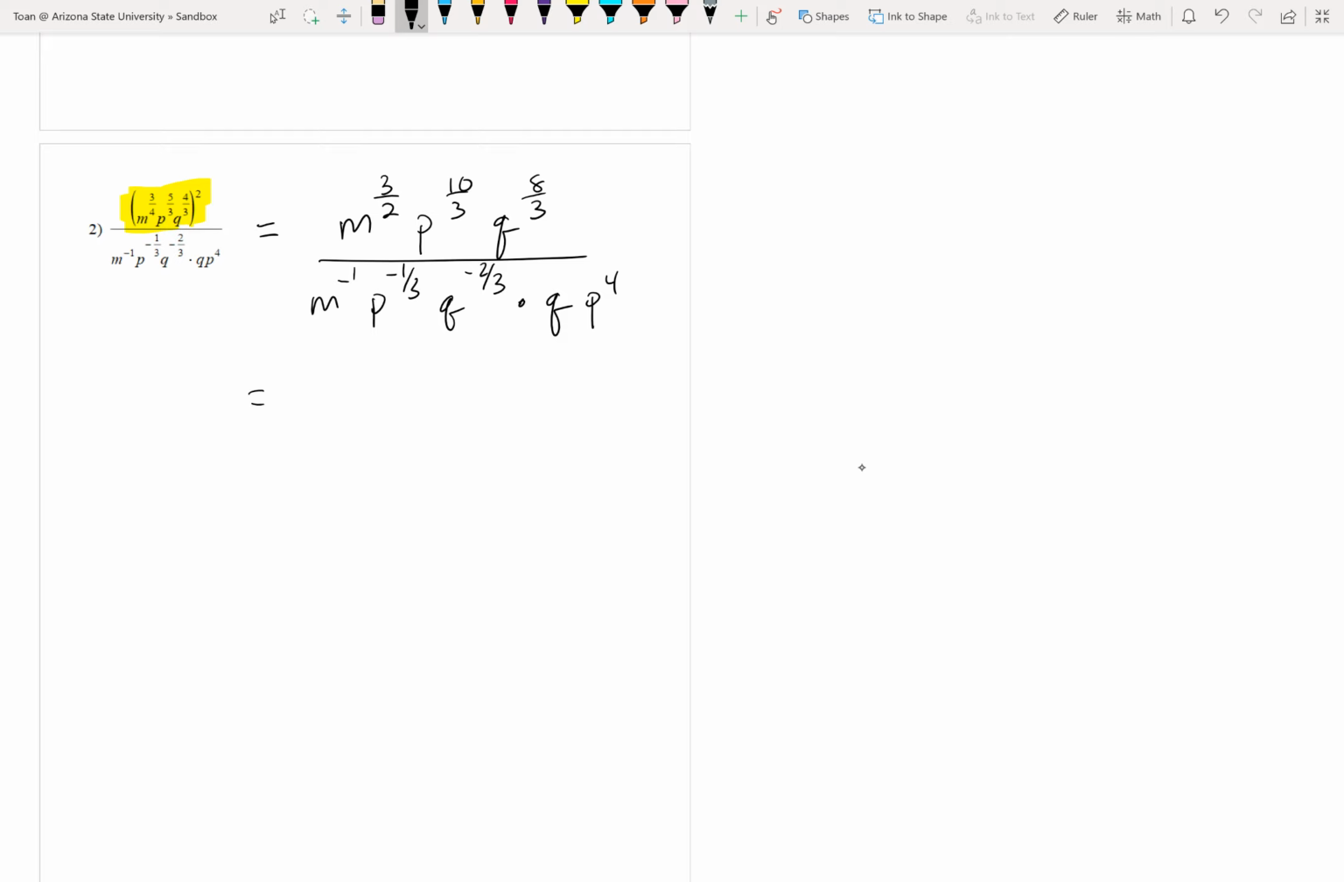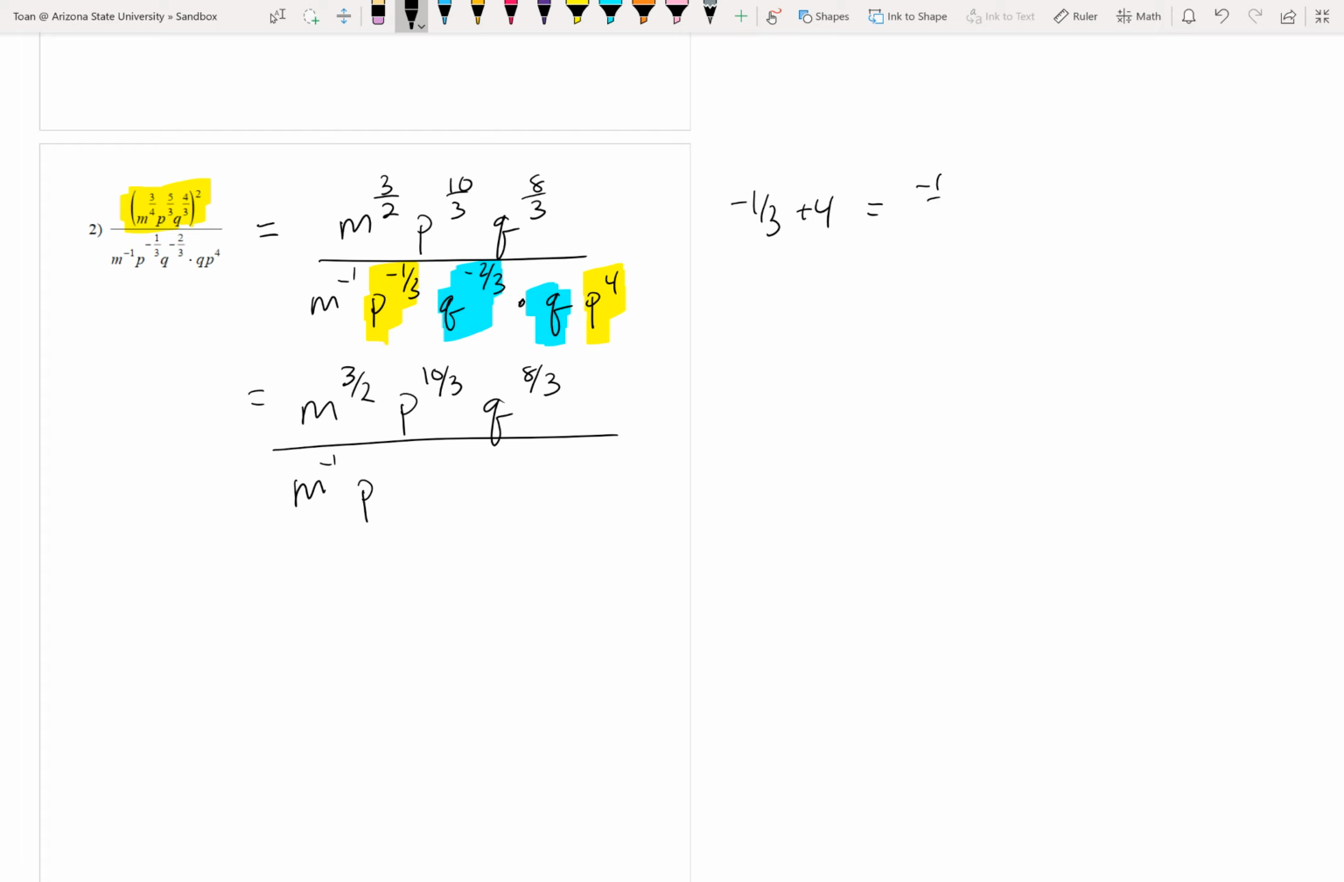Next, I'm going to clean up the denominator because I see multiple variables that are the same. I see a p here and a p here. I see a q here and a q here. And they're all multiplying each other. So when you multiply like bases, you add the exponents. Again, anything I do not highlight, I'm just going to copy down because I'm not doing anything to them. So adding the exponents, negative 1/3 plus 4, so negative 1/3 plus 12/3 is 11/3.